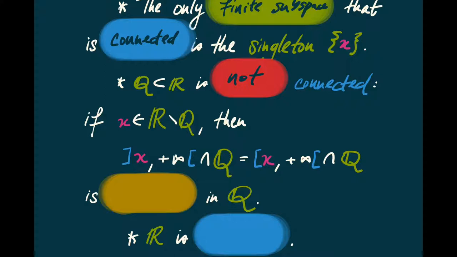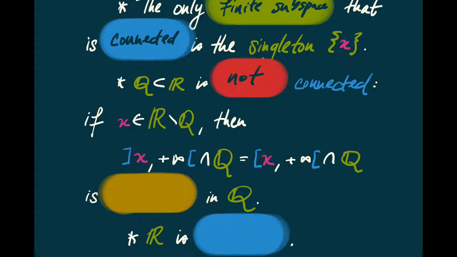Well, Q is certainly non-empty, so what I need to show is that there exist some non-empty clopen subsets of Q that are not equal to Q itself. In other words, I need to locate some non-empty proper clopen subsets of Q. It turns out I have quite a good supply of these. After all, if I take any irrational number x, I can look at the open ray starting at x. That's an open subset of R. So if I intersect it with Q, that'll be an open subset of Q.